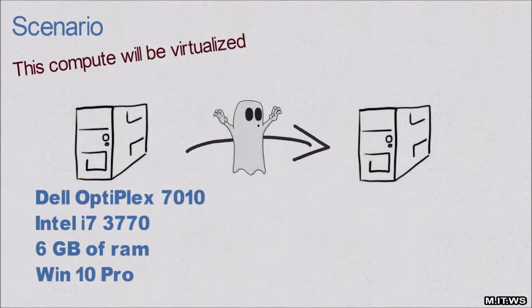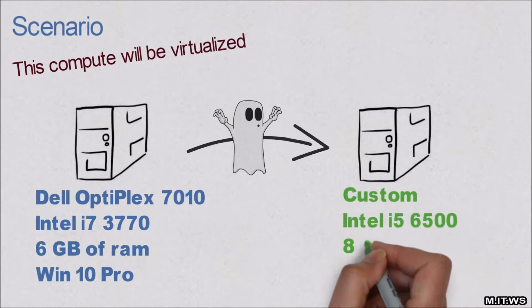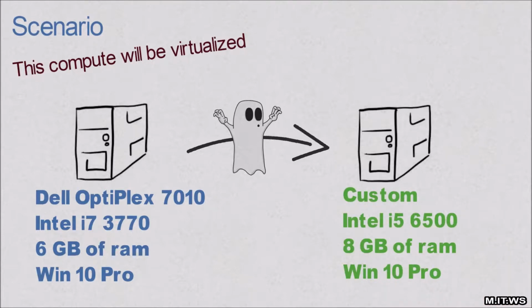I like to think of software as the soul, as the ghost of a computer. So we're going to take the soul of this computer and we're going to run it somewhere else. In this case, in this custom computer, which is an Intel i5, 8 GB of RAM, and Windows 10 Pro. Custom means that I have built this computer, so it's not Dell, HP, or something else.